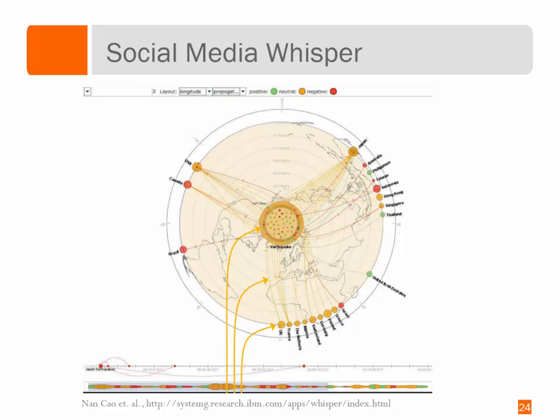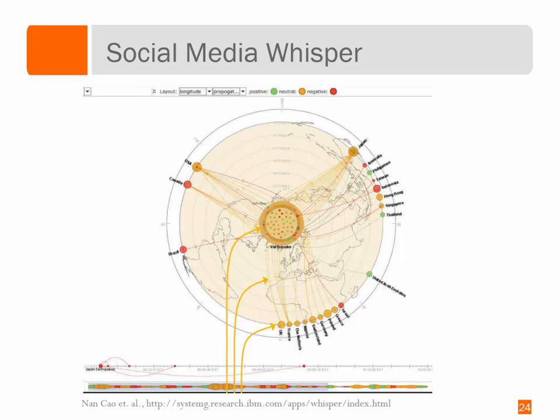First, the view can be changed on the map. So you'll notice that in the center of the circle here is actually a map of the globe. And there's an equal area layout as well as a longitude layout. So there'll be some differences that you can see there.